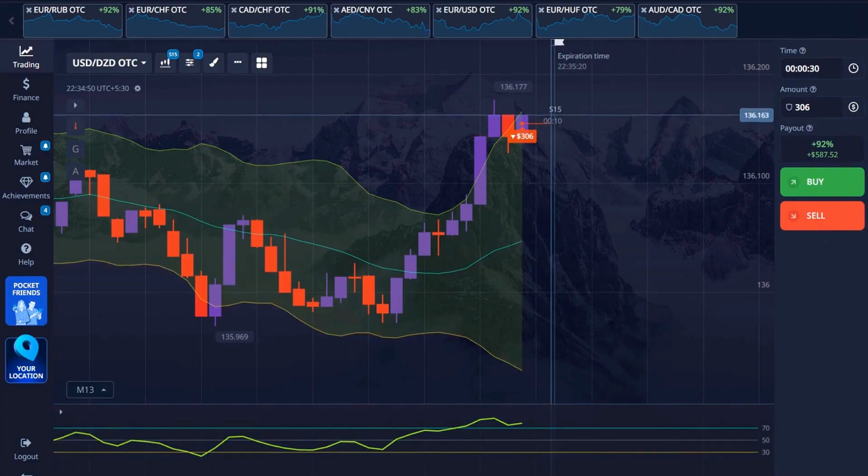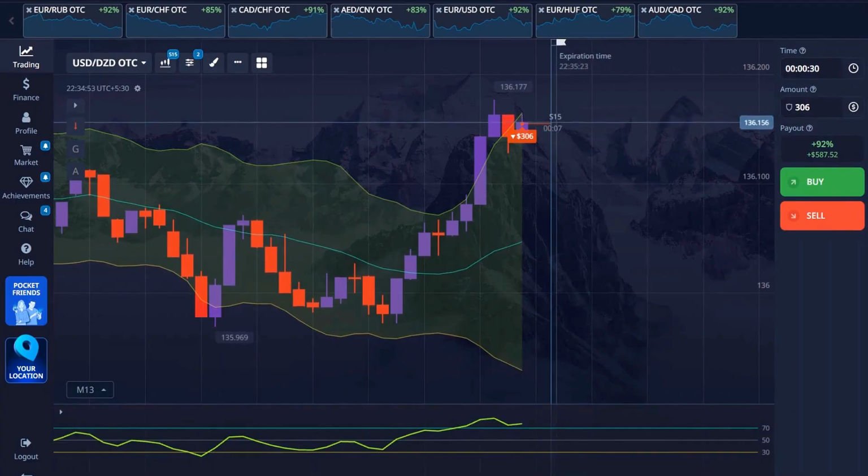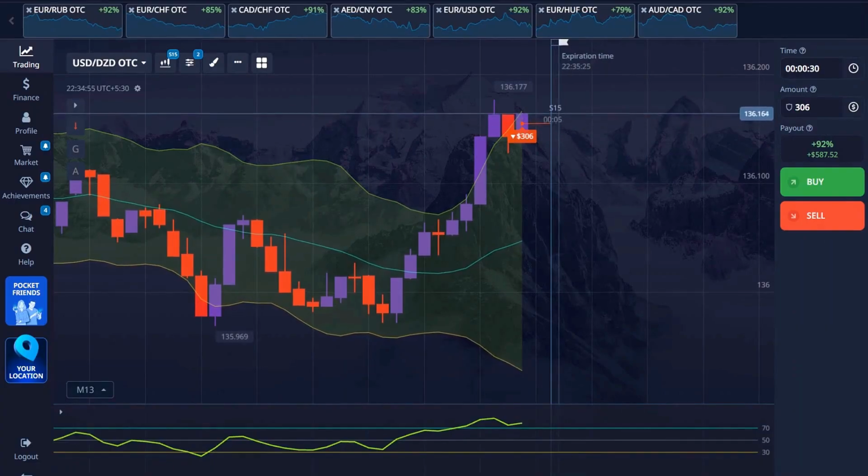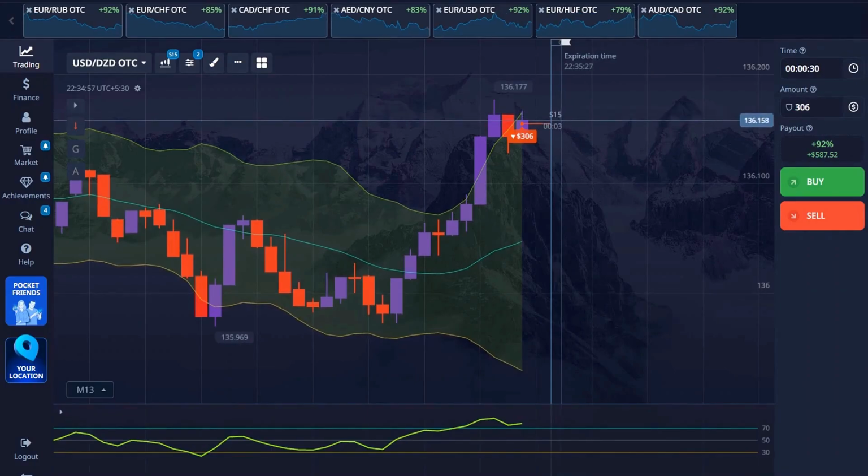Similarly, a blue candle goes above the upper Bollinger Band. The next candle closes back inside the band. The RSI shows 70, which means the market is overbought. This is a clear sell signal.